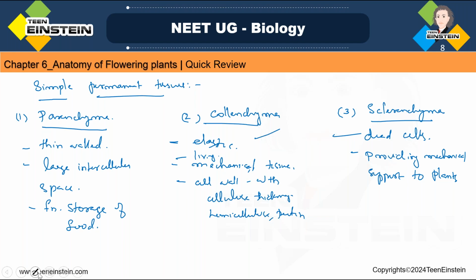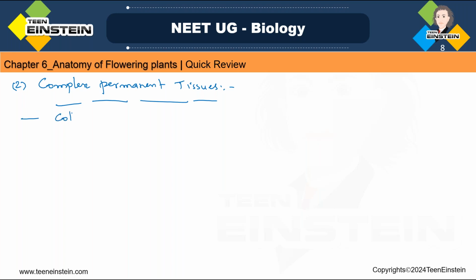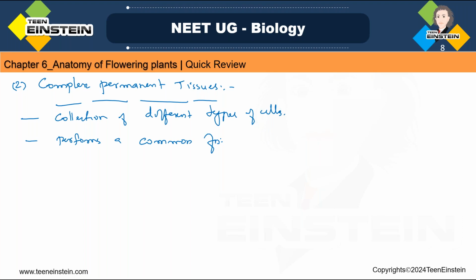Clear? Next comes the complex permanent tissues, the second type of permanent tissue. Okay, here a complex permanent tissue means a collection of different types of cells. These different types of cells help to perform a common function. That is called complex permanent tissue.